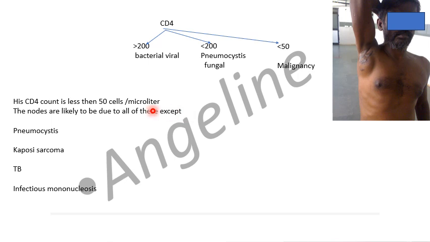So, what if the CD4 count is less than 50? He is likely to have malignancy. It doesn't mean that these will not be here. They will also move in here. So, your infectious mononucleosis is unlikely because his system will be attracting more serious infections. So the answer will be infectious mononucleosis. Not because it cannot be there, but because the system will be attracting more serious problems.